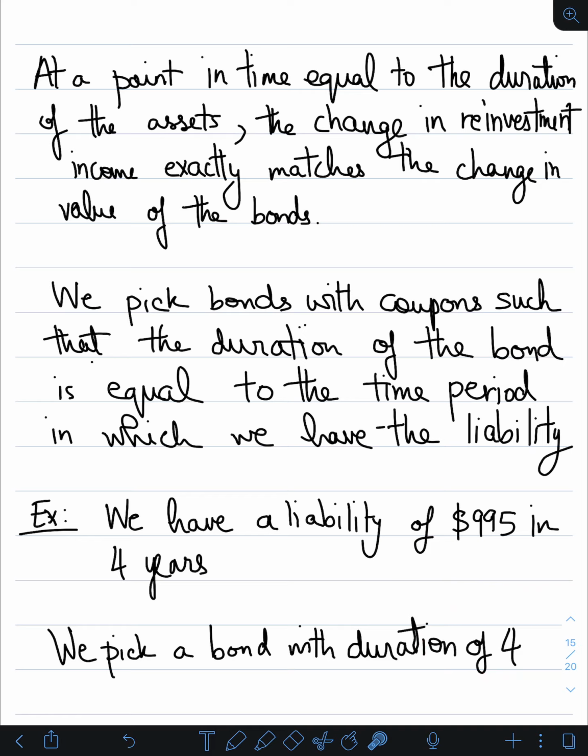So let's say now our liability is $995 in 4 years. We've picked bonds with duration of 4. We haven't said what the value of that bond is. The value of the bond could be $995. Then we only need one of those bonds. Okay, but let's say the value of the bond is different.